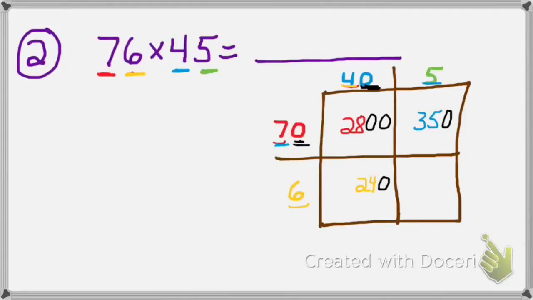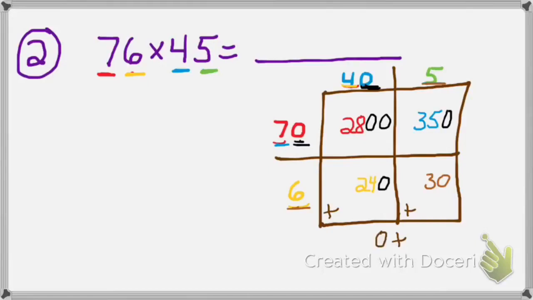There are no zeros in 6, and there are no zeros in 5, so we simply multiply our basic facts. 6 times 5 is 30. Put down the 0 and the 3. Let's add each of our boxes together, and then we'll add those totals to get our grand total.